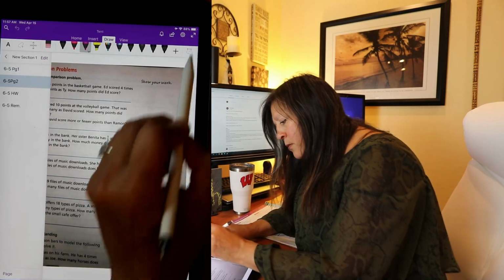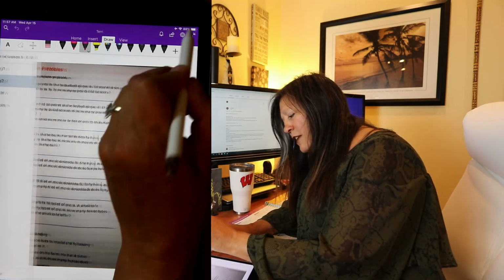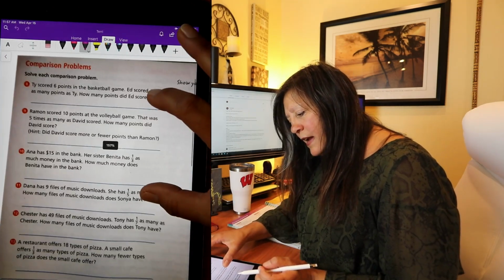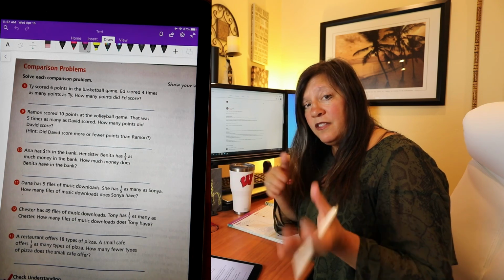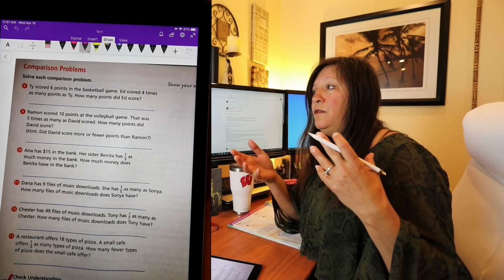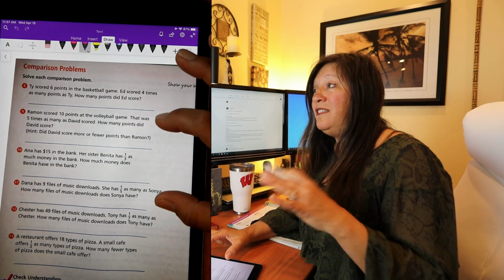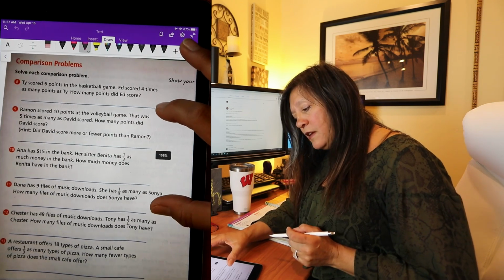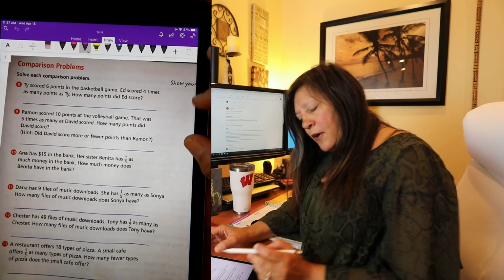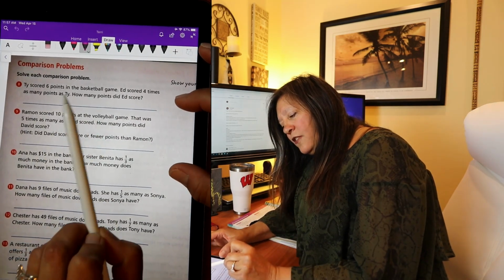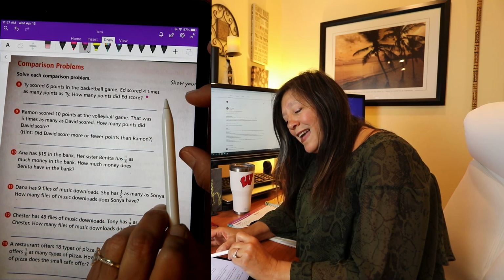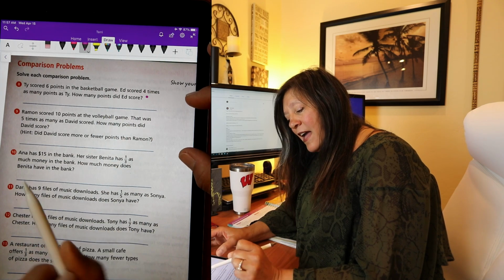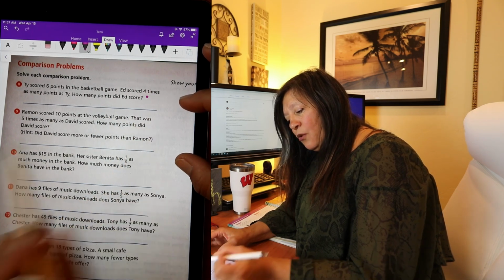And this is going to be more of multiplication and division to find our problem. So we're going to be going back a little bit into the last couple lessons where we used our solution and situation equations for these. Okay, number 8. Ty scored 6 points in a basketball game. Ed scored 4 times as many points as Ty. How many points did Ed score?